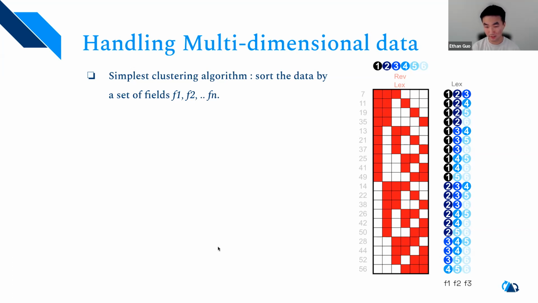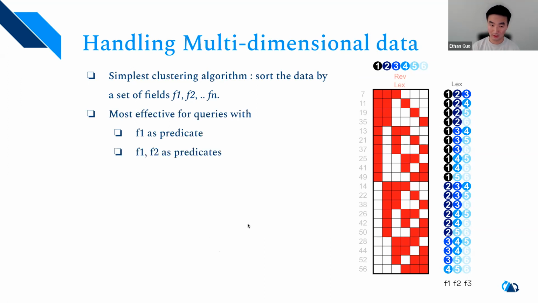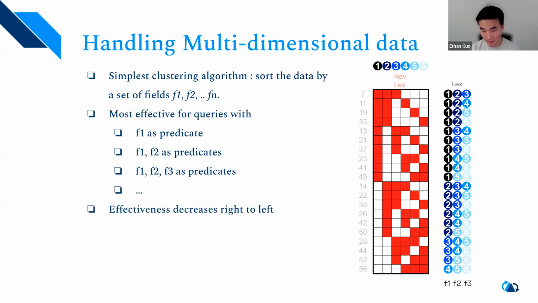In this case, this is very good for queries with hierarchical predicates. We can use F1 as the predicate, or F1 plus F2, or even the first 3 columns as the predicates. Then data are collocated in the files, so these are pretty good. But one issue is that if we just look at one column, for example column 3 or field 3, the data is scattered all over the place. So if you just have a predicate like this, the efficiency is not that good. And the effectiveness decreases from the left to the right as it goes.